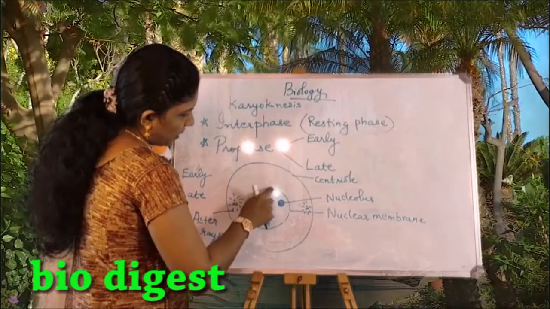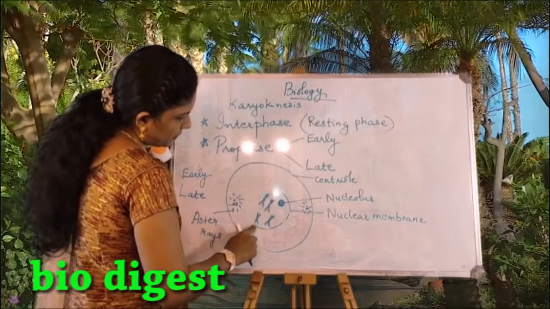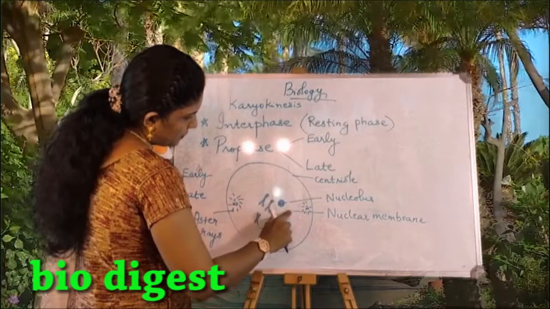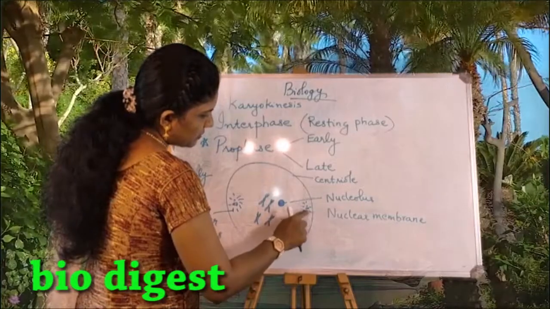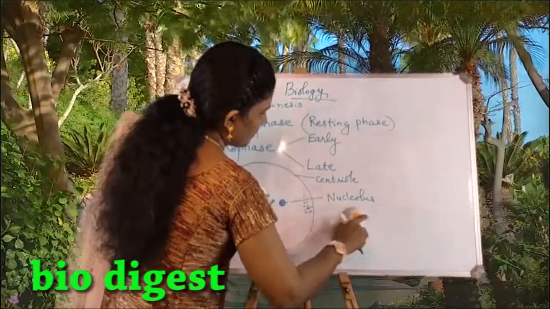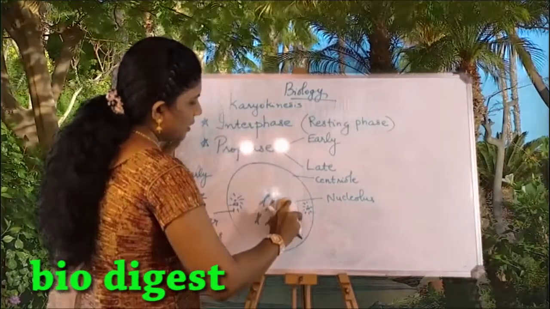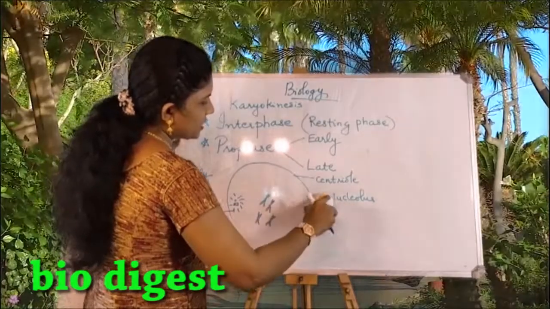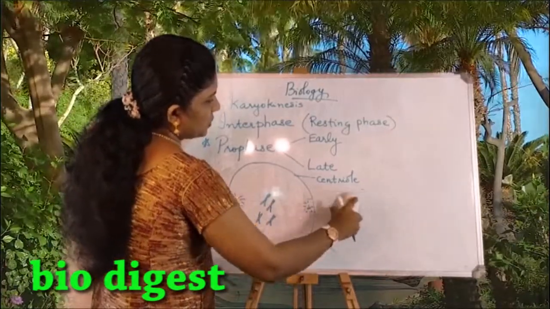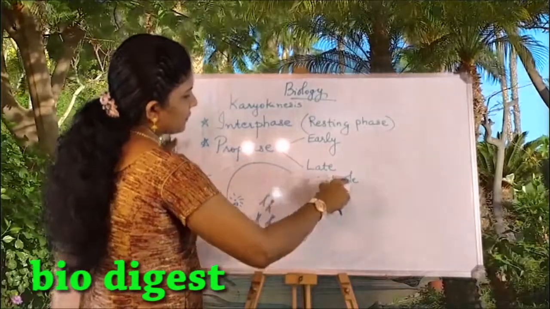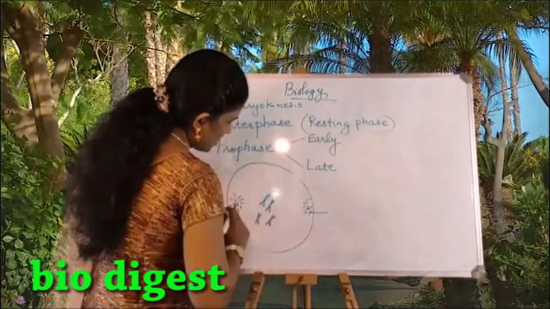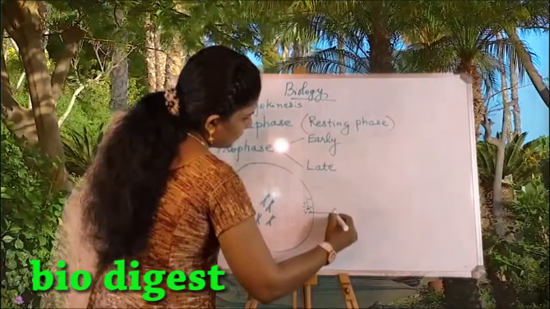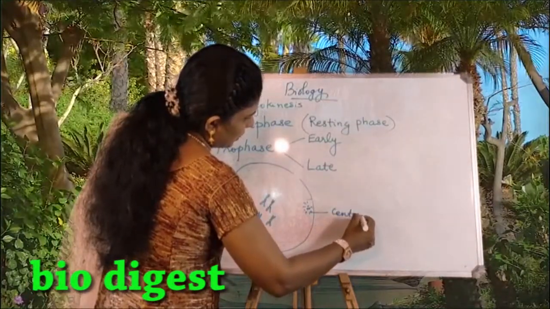Okay. Now I told you nuclear membrane is present during early prophase. The nuclear membrane will disappear. So nuclear membrane will not be there. So we can rub this. Nucleolus also will disappear. So nucleolus is also not there. The condition of the cell will be like this. So this is already marked aster rays. You can mark this as centriole.